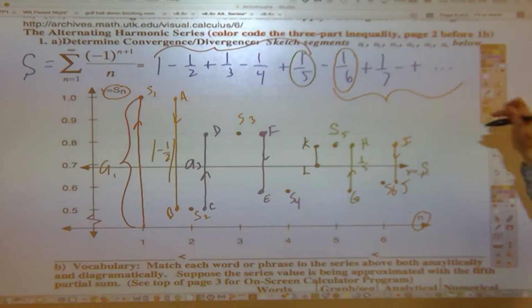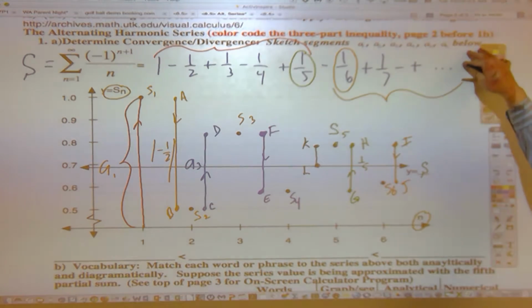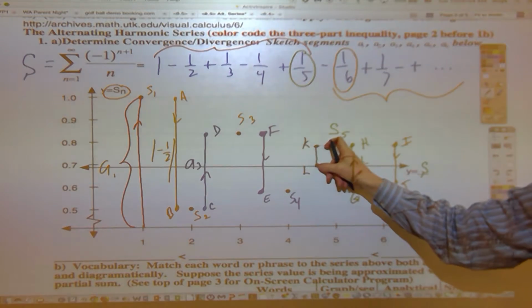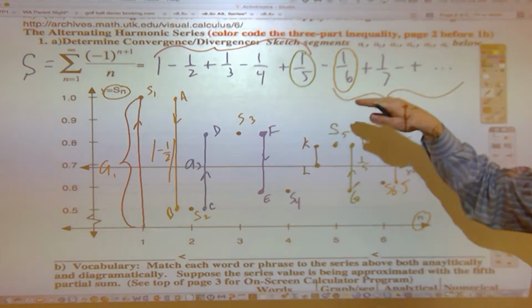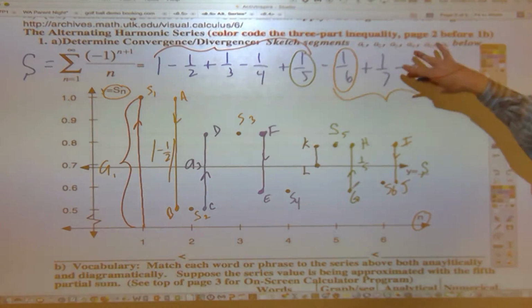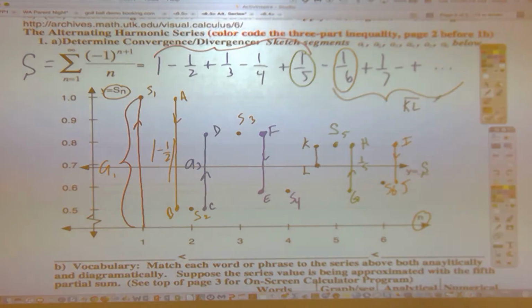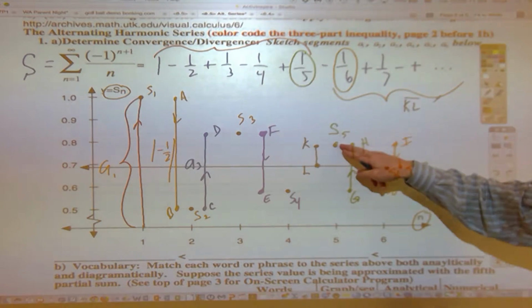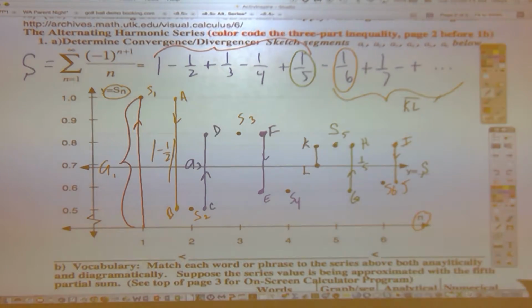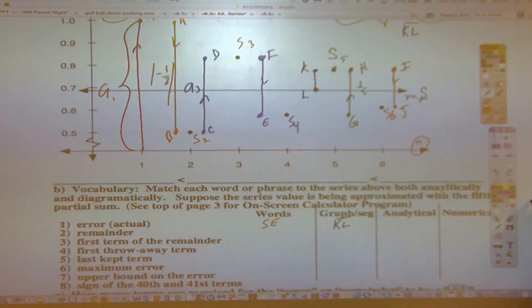In fact, if you add up all the terms that we're throwing away, they would add up to be exactly KL. That's an infinite series. The error, -1/6 plus 1/7 minus 1/8 plus ... forever, gives us the length of segment KL. All the terms we throw away are the difference between our approximation and the truth. That's what we mean by the actual error.